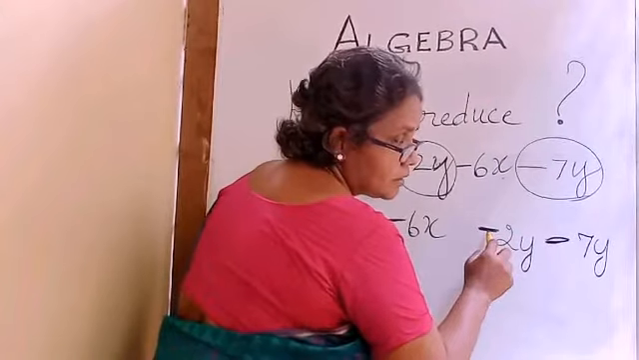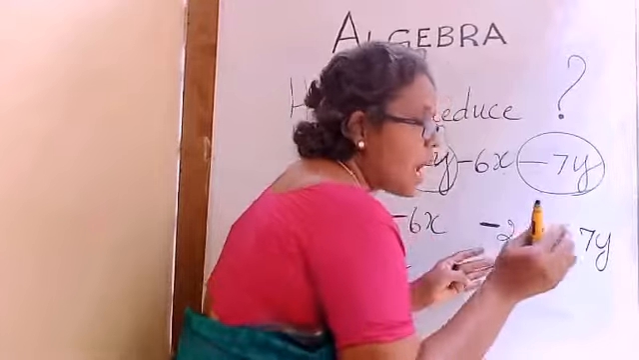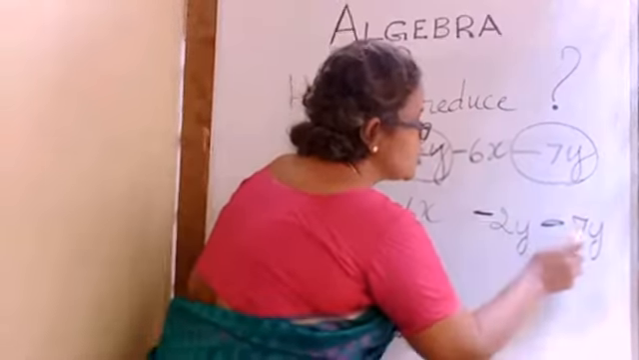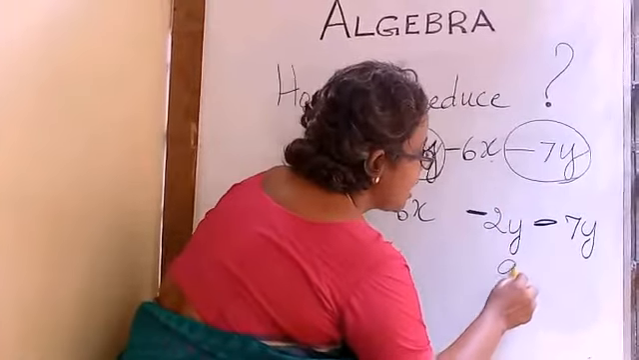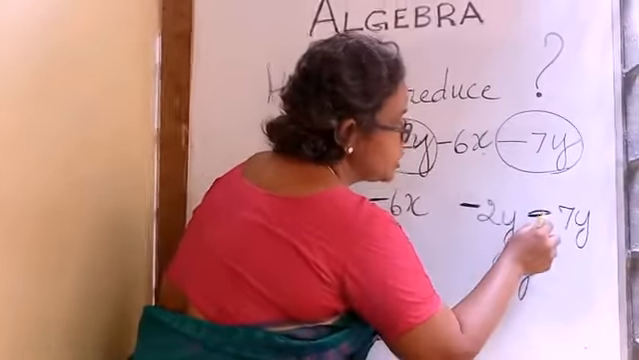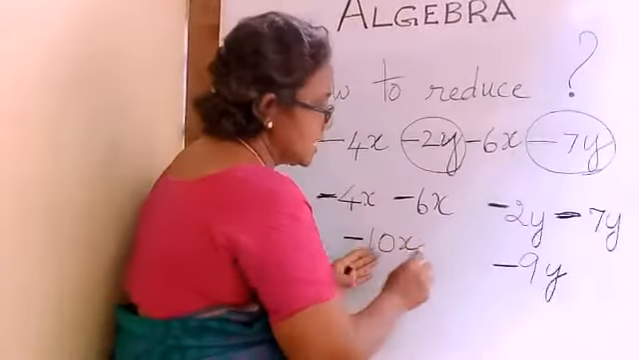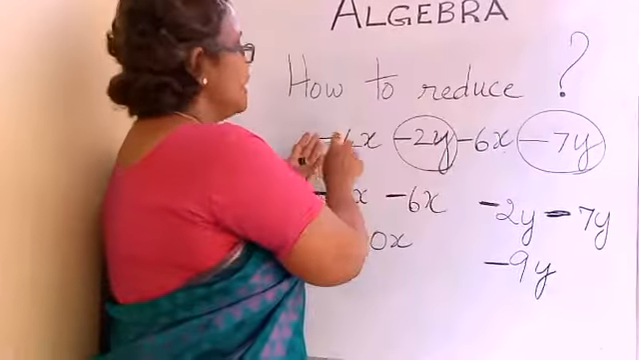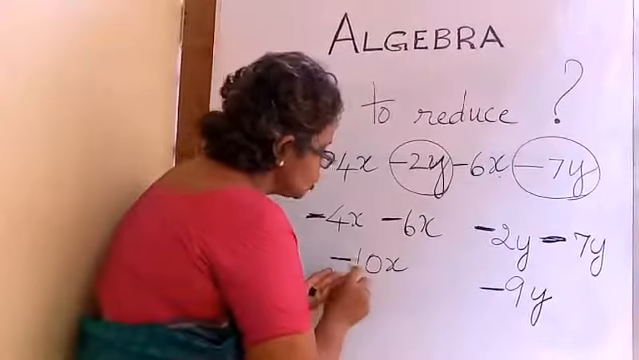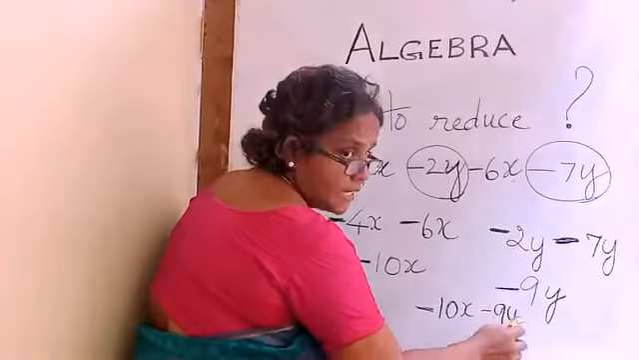They have the minus sign in front of them, and therefore since both of them have the same sign, I add them together, I join them together. So 7 and 2 I join together, I get 9y. But what sign should I use? I should use their negative sign here. So my answer is minus 10x minus 9y. So minus 4x, minus 2y, minus 6x, minus 7y got reduced to minus 10x minus 9y.